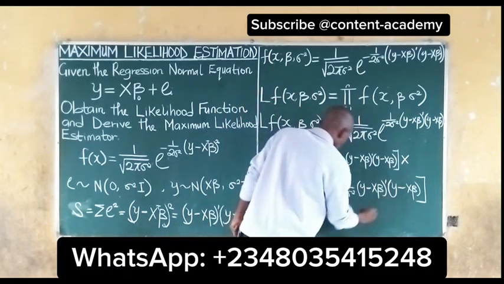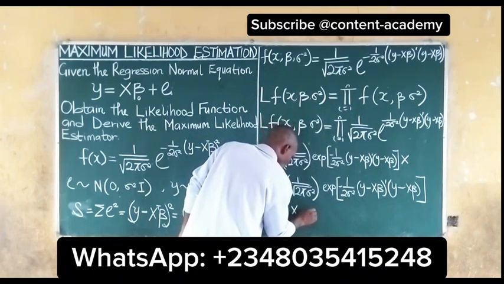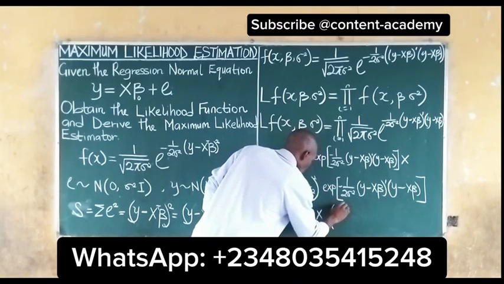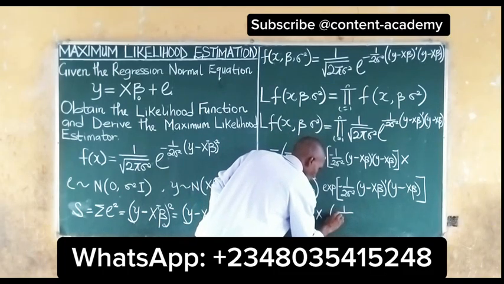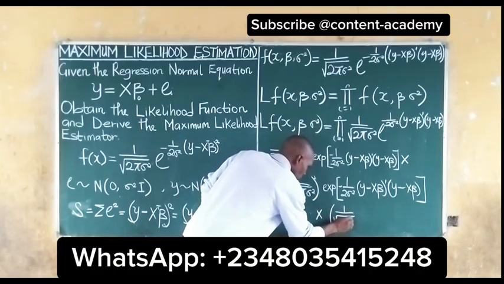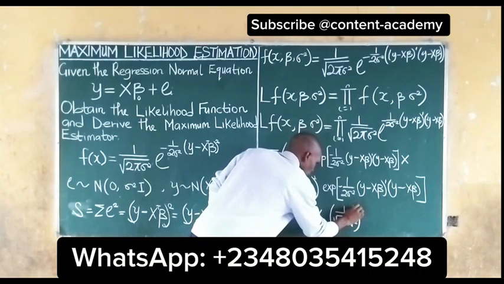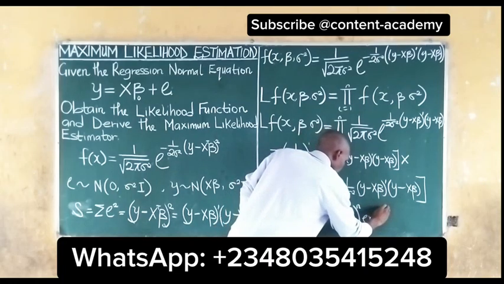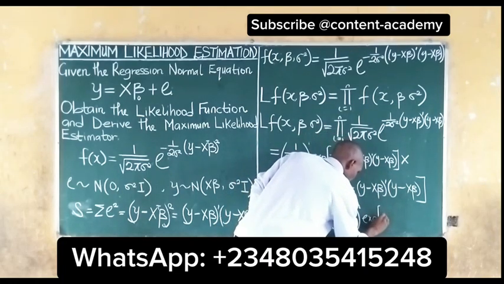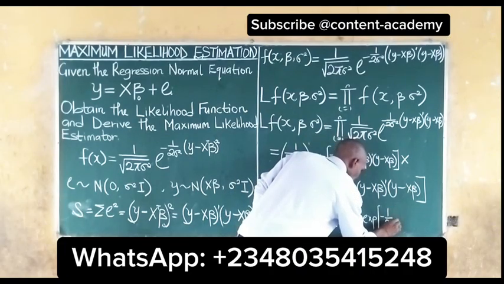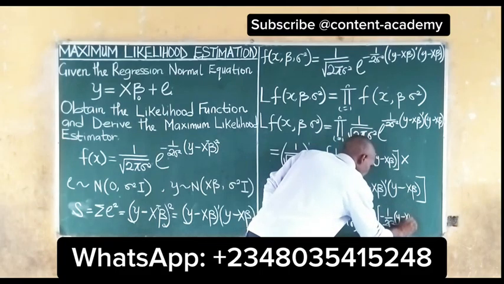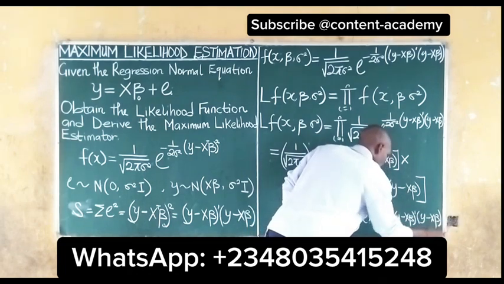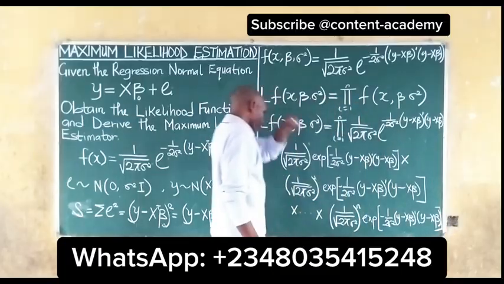The multiplication still continues, so we have multiplied by, it continues to still give us, 1 all over square root of 2 pi sigma squared raised to the power of n, exponential negative 1 all over 2 sigma squared y minus x beta and y minus x beta. So this is what we have.